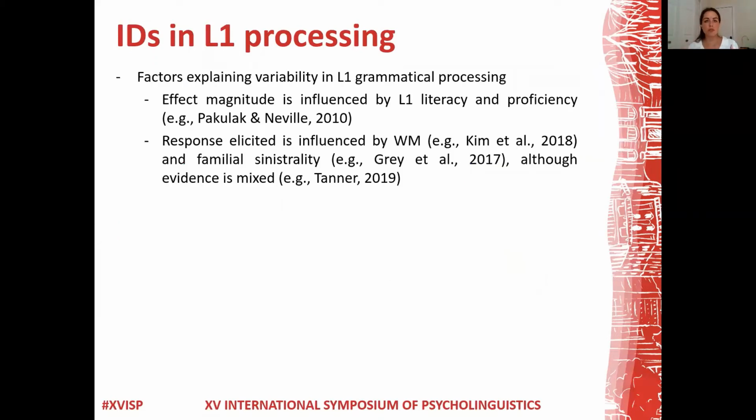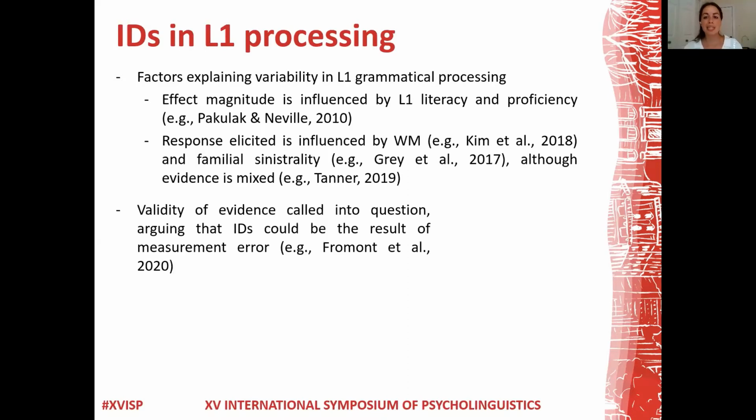So with this evidence of significant variability, now the next step is to understand where this variability comes from. Research has shown that quantitative differences in effect magnitudes are influenced, for example, by literacy and proficiency in the language, with more literate participants showing bigger responses. Regarding qualitative differences, results are somewhat inconclusive, and we have only found familial sinistrality and sometimes working memory to play a role in determining who is an N400 or P600 dominant profile. So we find it difficult to explain individual differences in response dominance.